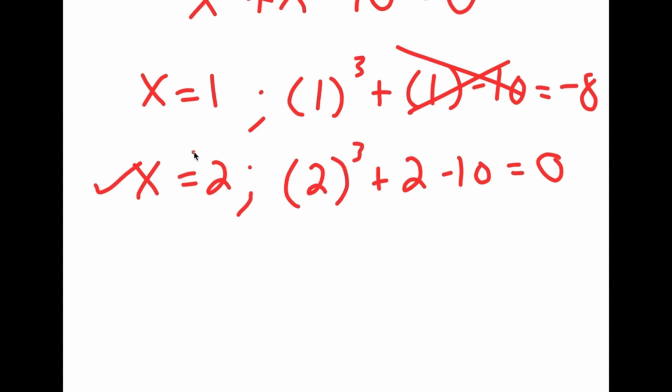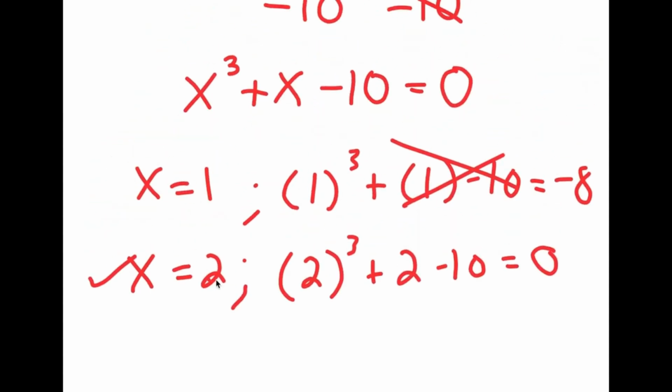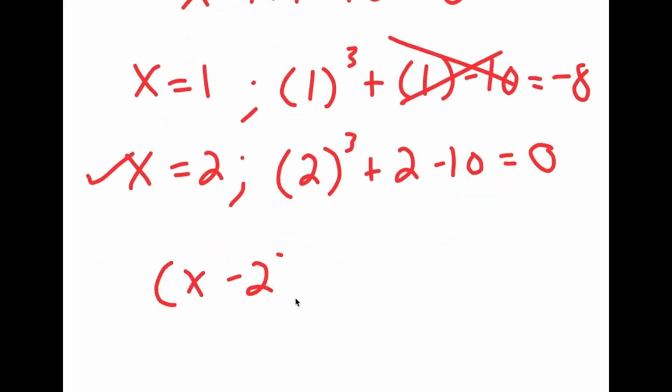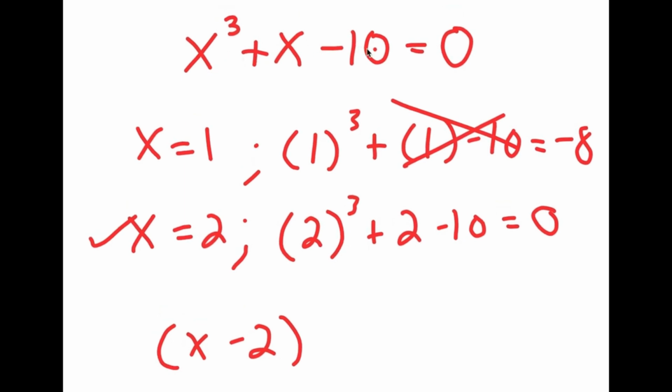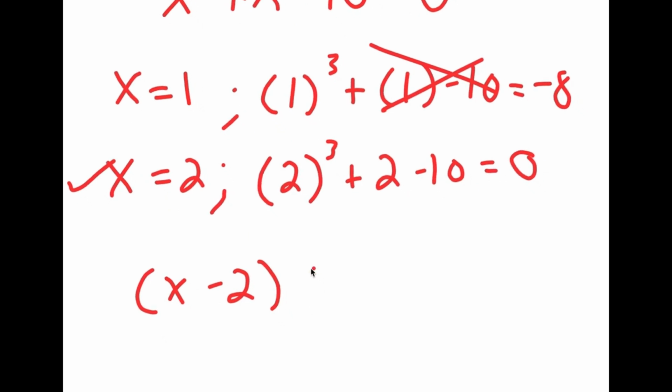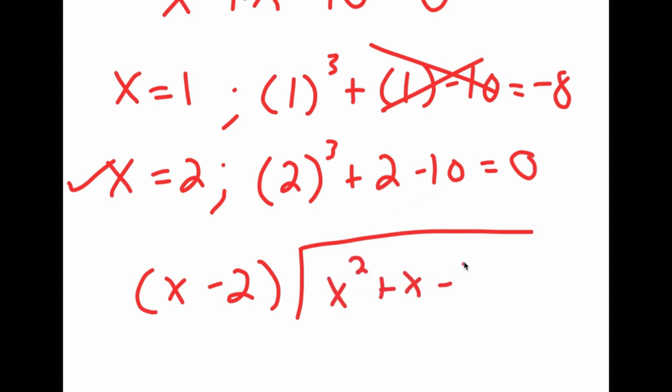So now that we have one solution of x, we can use this solution to find out the rest of the solutions. And how are we going to do that? Well, if x equals 2, this means that x minus 2 is a factor of our original equation, because if we plug in 2 for x, x minus 2 equals 0. This means that I have to divide x cubed plus x minus 10 by x minus 2.